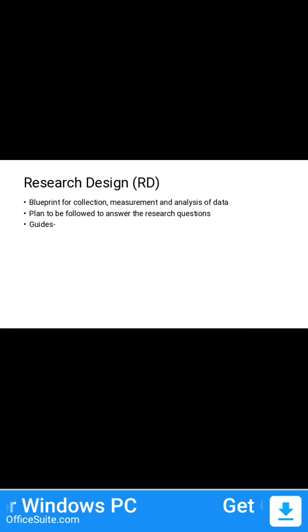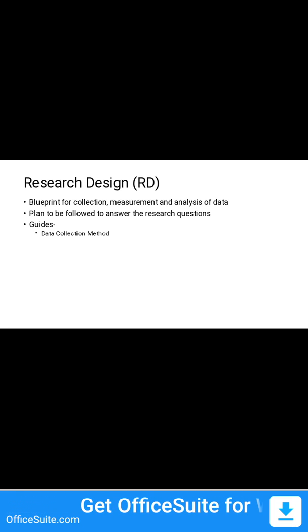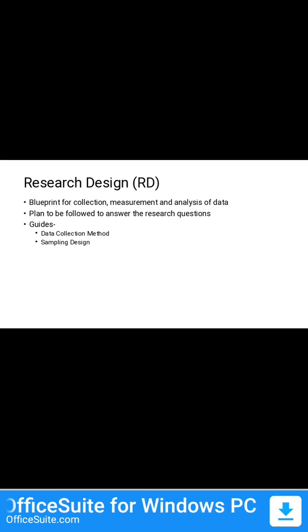Now, what is the use of research design? Research design basically helps you decide, number one, the data collection method that you are going to employ. Number two, the sampling design that you are going to utilize. So basically research design helps in these two things. I'm saying this again, I touched upon this point when we were discussing the various steps in the research process. Based on research design only, you decide the data collection method that you are going to use, and based on research design also, you decide which sampling approach you are going to utilize in your research.